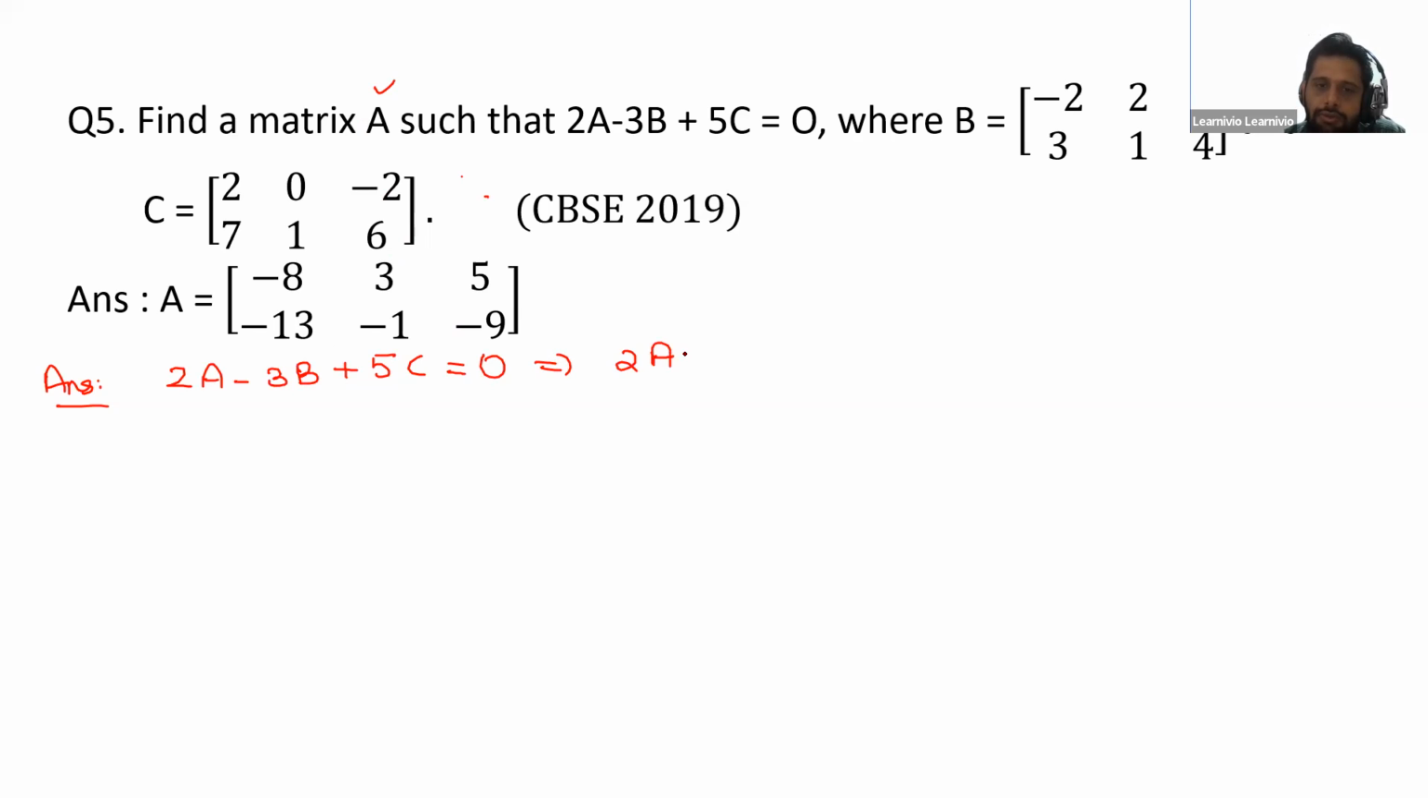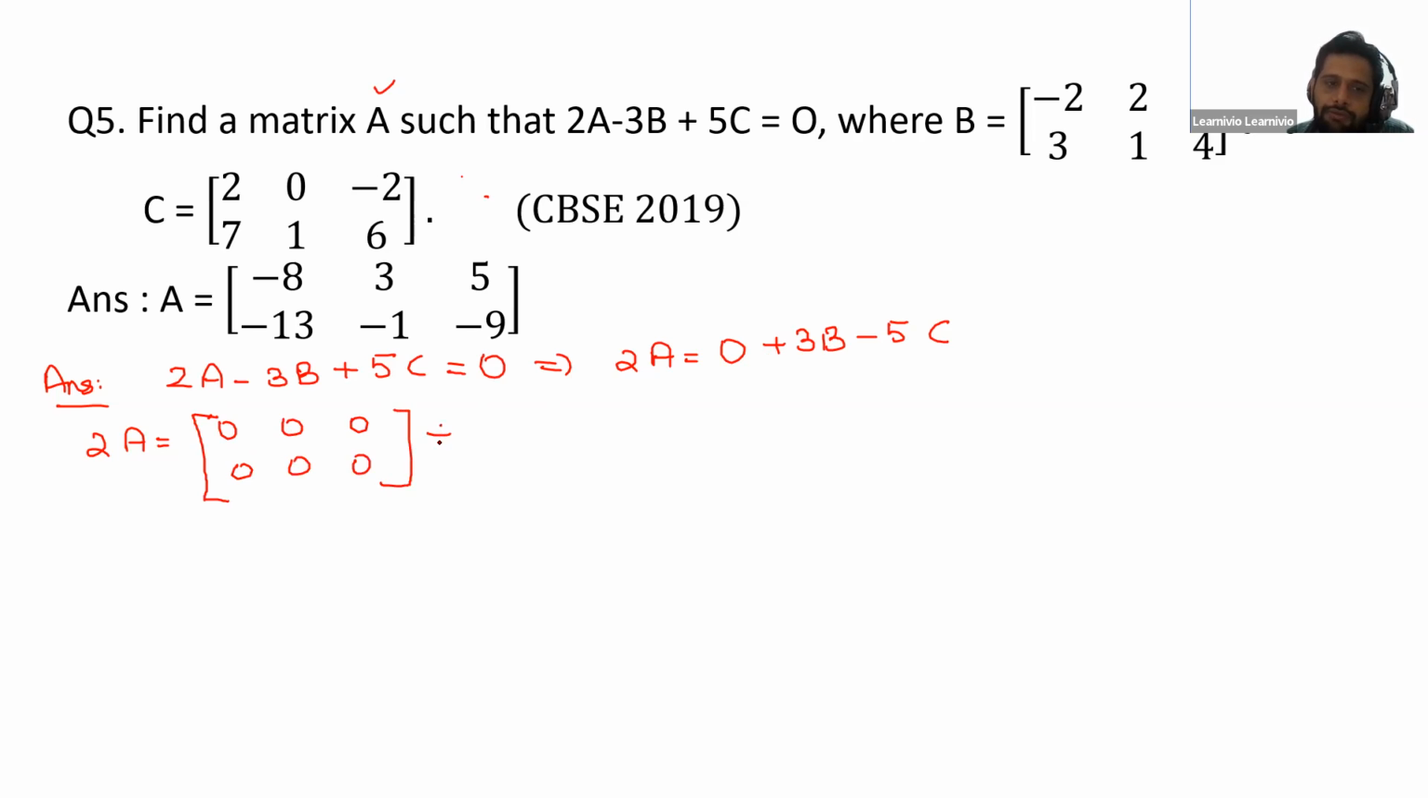So 2A is equal to, we will shift this to the right side. So this is 0 plus 3B. And we will shift this 5 here. We will get a -5C. Now, 2 of A will be equal to, what's the null matrix? Okay, all these have the same order. So the null matrix also has the order 0, 0, 0, 0, 0, and 0, plus 3B.